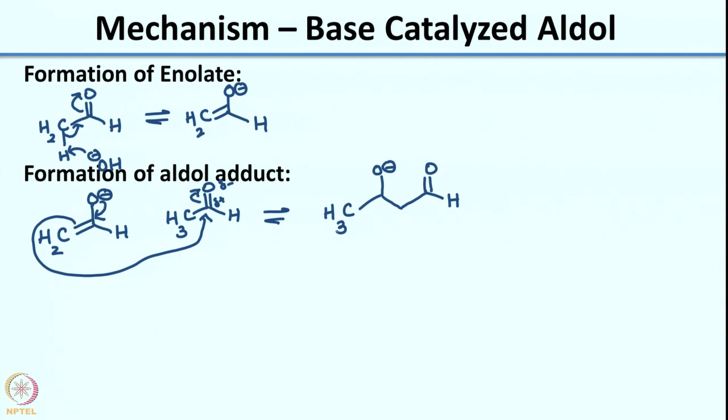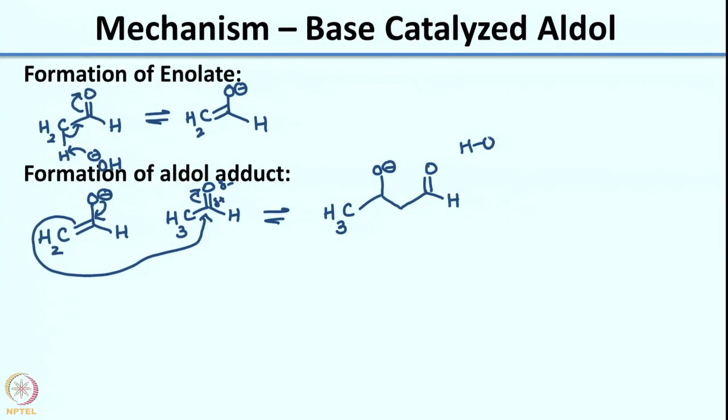Now, what you need to remember when you write these mechanisms is that the charge has to always be maintained. If you remember, in the first step I started with an OH minus and an aldehyde, so the net charge was negative. I generated an enolate which has a negative charge. In the second step, I am reacting an enolate with a negative charge with the aldehyde, so again the net charge would be negative. This means that at least I am maintaining the charge balance.